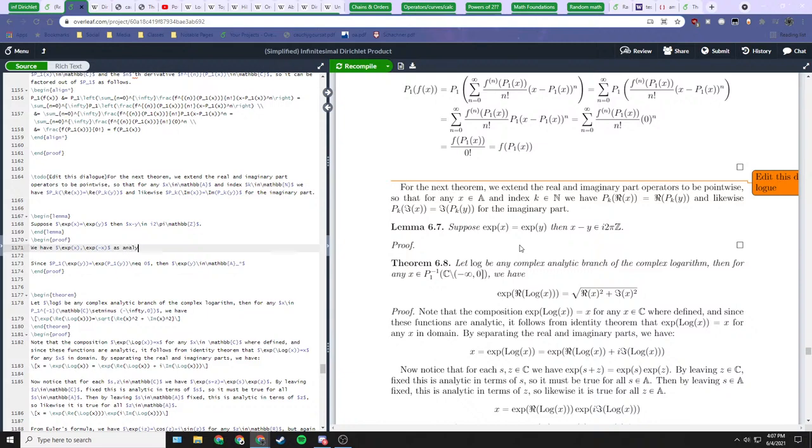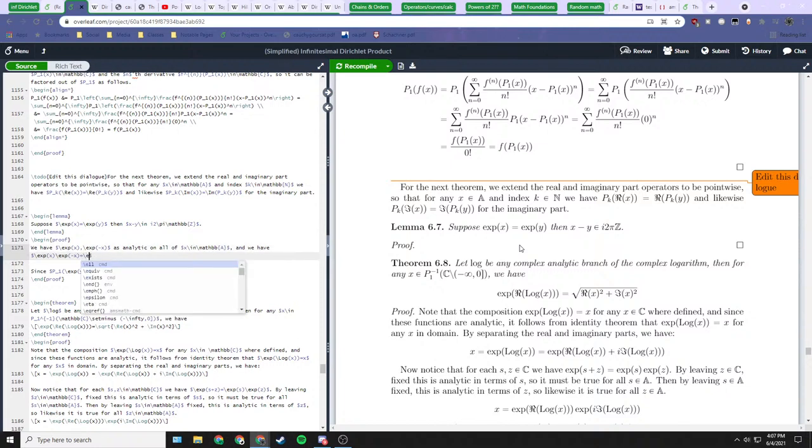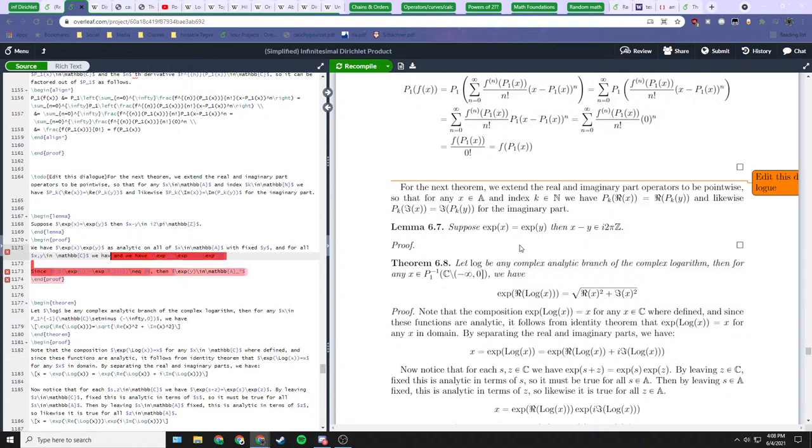Both are analytic on all of x in A, and we have the product exp x, exp minus x is equal to exp of what, x and exp y. Let's do the product rule first. Okay, exp x times exp y is analytic for all x in A with fixed y. Let's say, and for all x, y in C, we have. Maybe I want to do this in more parts.